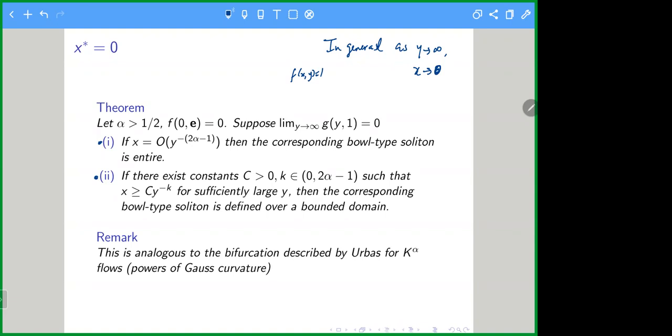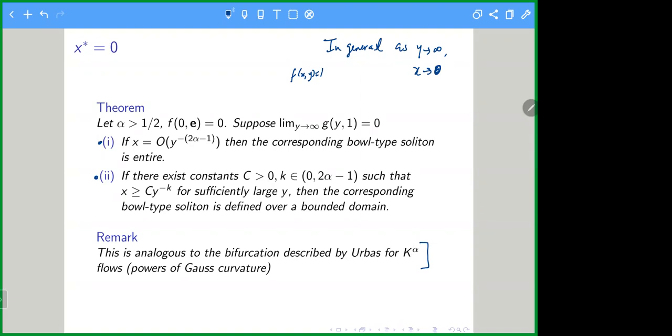Okay, and so how does this connect to the literature? Remember, I mentioned how Urbas finds a bifurcation condition for alpha. This is exactly analogous to what he found in the k to the alpha flows, but I'm able to show it for a more general class of speeds, which reduces down to exactly this condition when the flow speed you're looking at becomes k to the alpha.